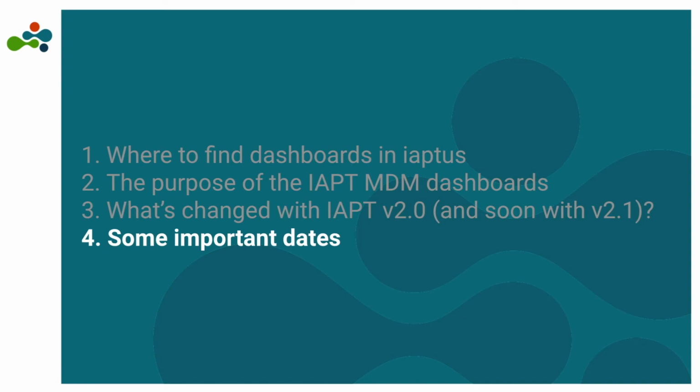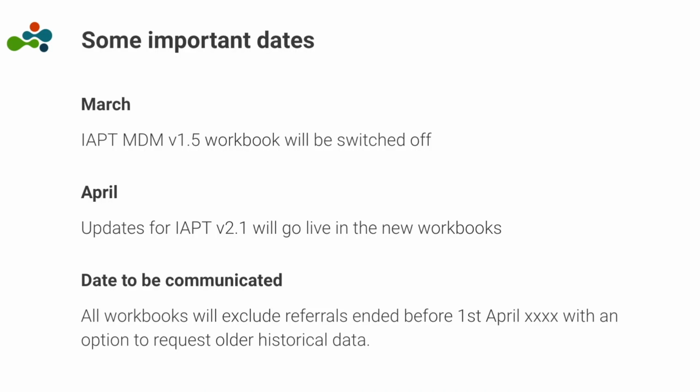Moving on to the final section and some important dates we'd like to make you aware of. Firstly, the now obsolete IAPT MDM V1.5 workbook will be switched off in March, with an exact date to be communicated to you in advance in the usual way. Secondly, all updates for V2.1 will be in place in the dashboards by April in time for the first collections and submissions, although the actual dates for the first submission are of course subject to any changes NHS Digital might make.